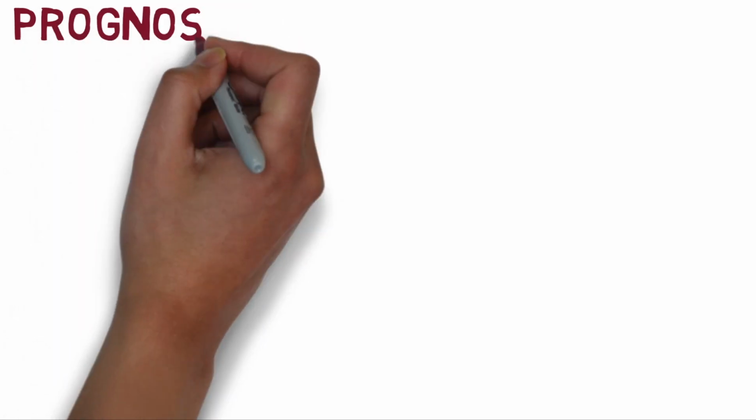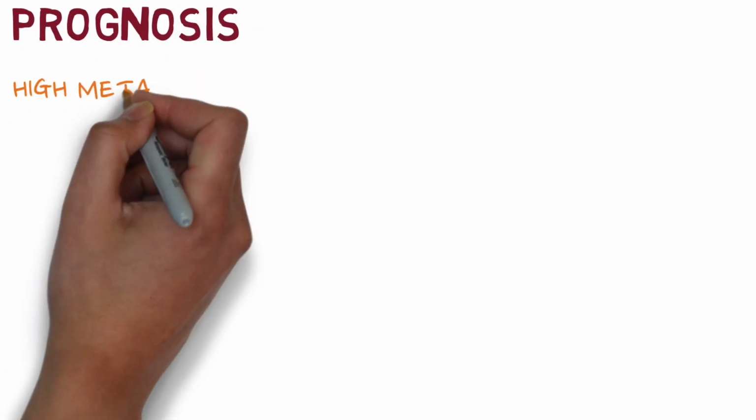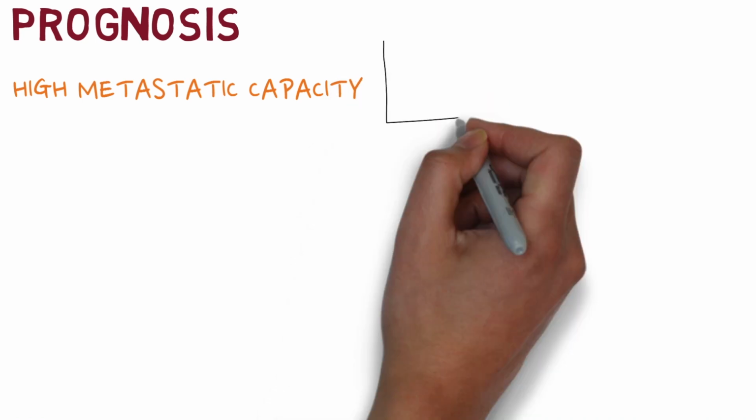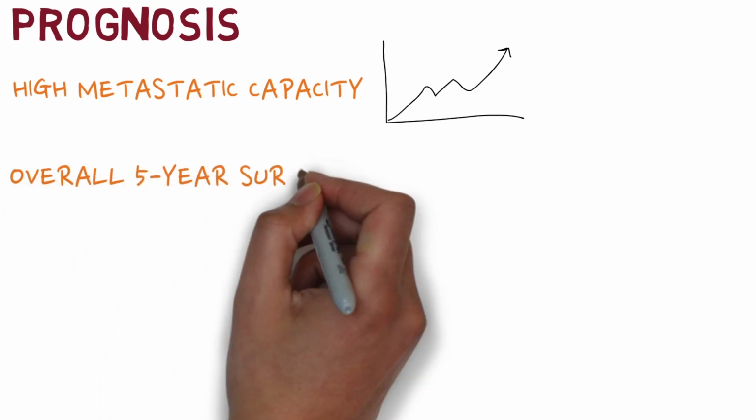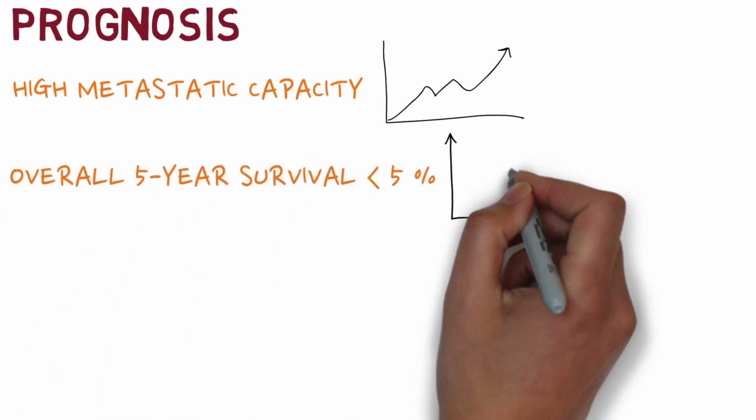With regards to prognosis, pancreatic cancer has a high metastatic capacity even in small tumours. Pancreatic survival rate remains poor, with overall 5-year survival being less than 5%.